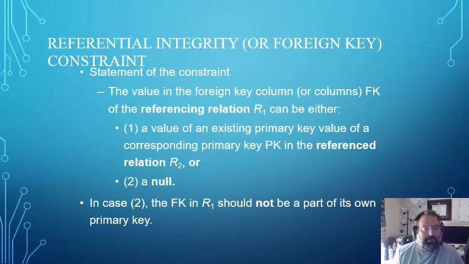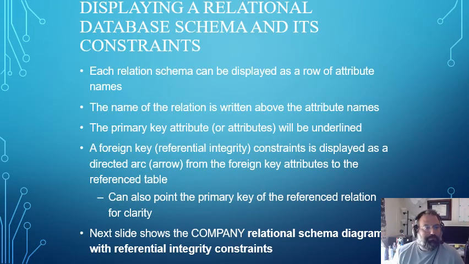Referential integrity, or foreign key constraints, is the state of the constraints. The value of the foreign key (FK) columns of the referencing relation R1 can either be one, a value of an existing primary key value of a corresponding primary key (PK) in the referenced relation R2, or it can be null. In case two, the foreign key in R1 should not be a part of its own primary key because it loses its identifiability.